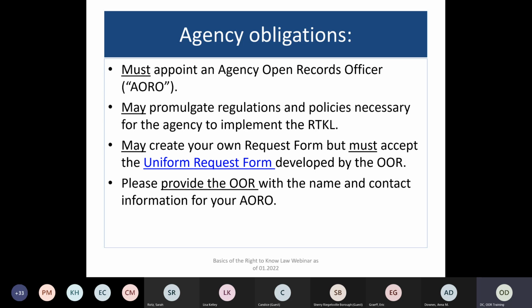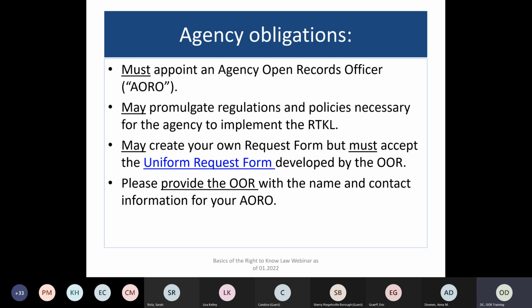And then finally, we ask that you let us know here at the Office of Open Records who your AORO is. On our website, we have a searchable database where we list the AOROs statewide, but we recognize that people move on, they retire, they get promoted, and our records aren't always up to date. So one of the takeaways from here today is check out our website, check the database, make sure your records are up to date. If not, there's a form there that you can fill out, email it to us on our website. We'll verify it and then update your records in a day or two.